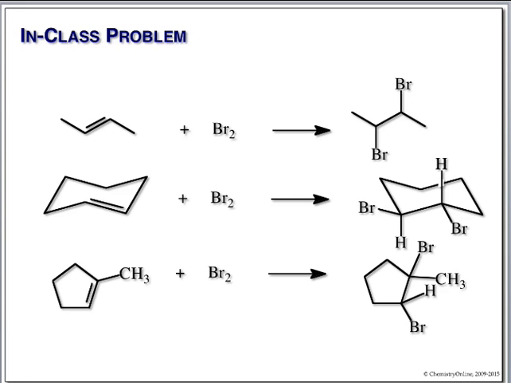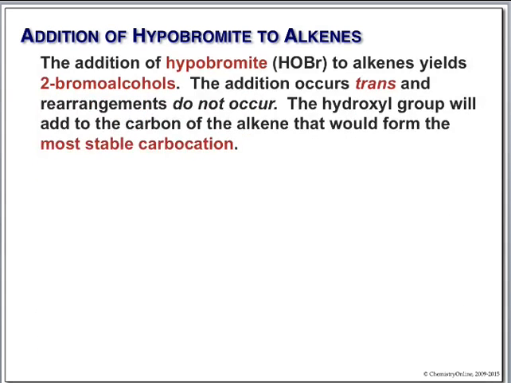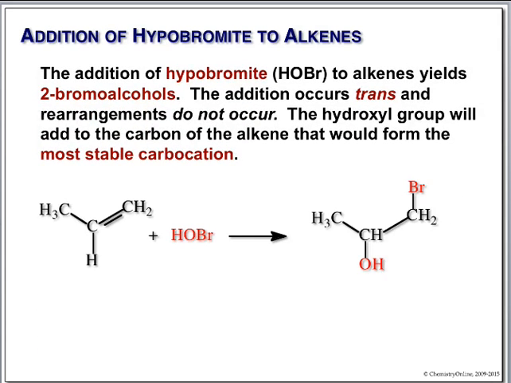Now, if you take bromine and you put it in water, you will form a small amount of what's known as hypobromous acid, HOBr. If you then take that solution and react it with an alkene, you will form what's known as a halohydrin. Halohydrin, that is halogen on one carbon, hydroxyl group on another.